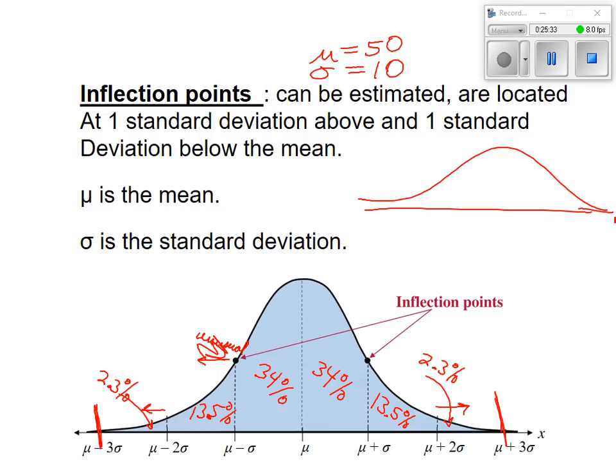Not a very good drawing. So you put 50 right there in the middle. Go down one standard deviation, that'd be 40. The second standard deviation, that'd be at 30. The third standard deviation, that'd be at 20. Go up one standard deviation, 60. Second, 70. Third standard deviation is 80.